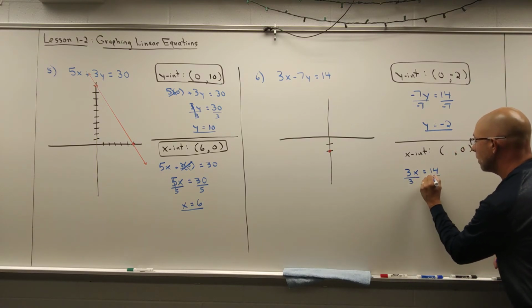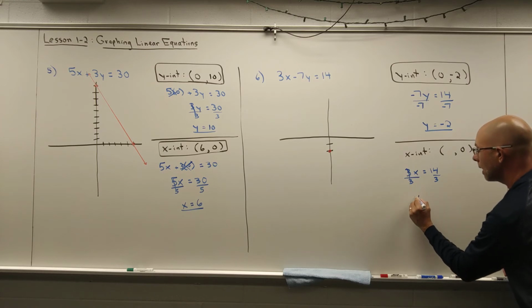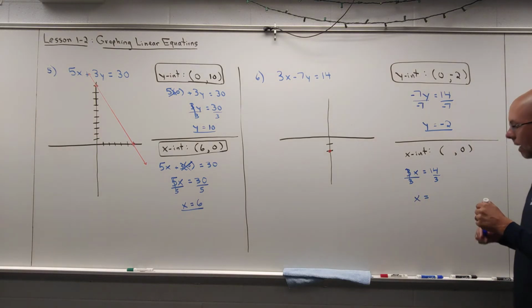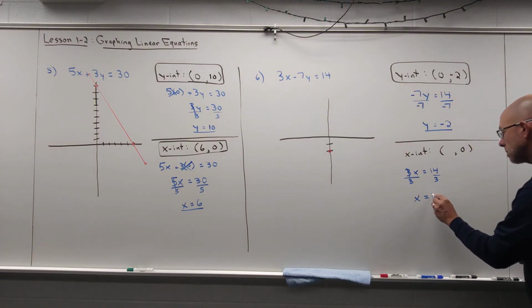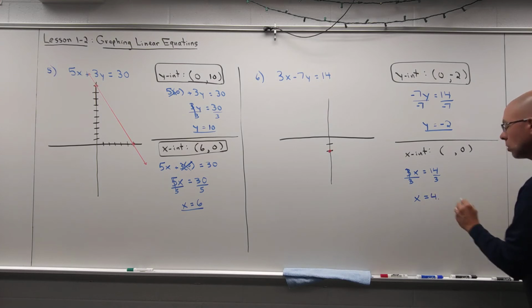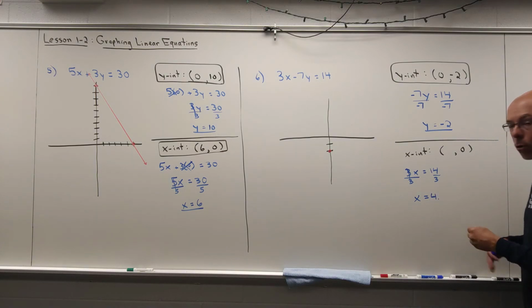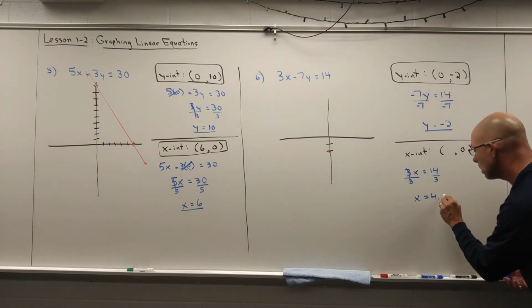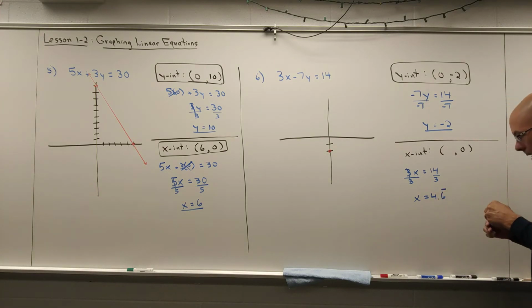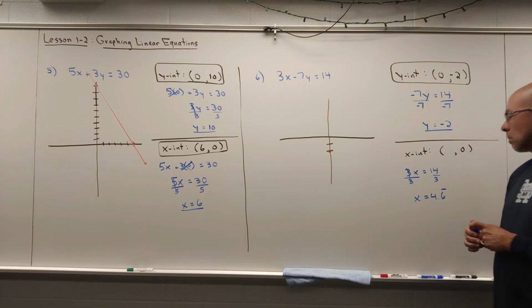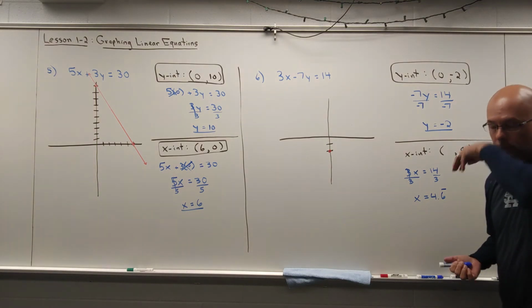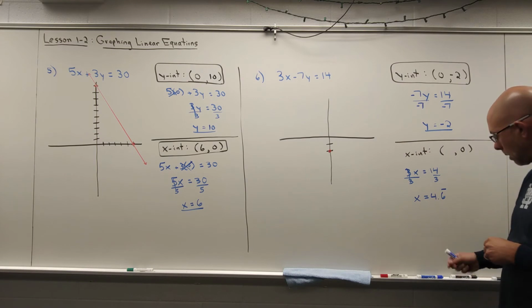Divide both sides by 3. I get x equals 14 divided by 3. Now that's going to be 4 2/3. If you get a decimal, it'd be 4.6 repeating. You can either write it like that, 4.6 repeating, or if you round off to one decimal place, you can just call it 4.7. Because you're going to graph, it can only be so accurate.